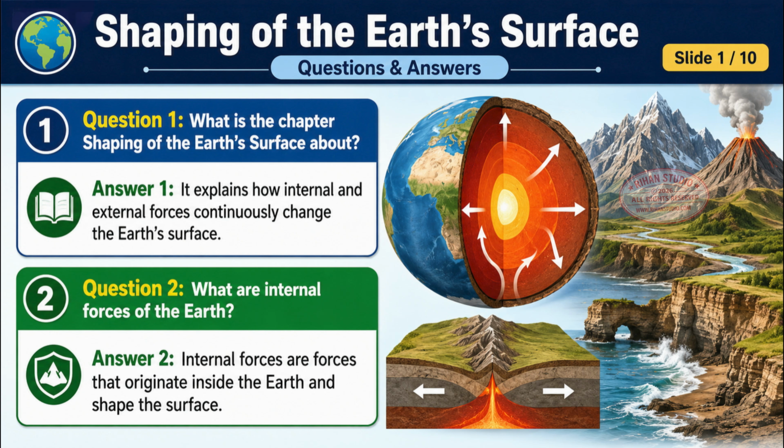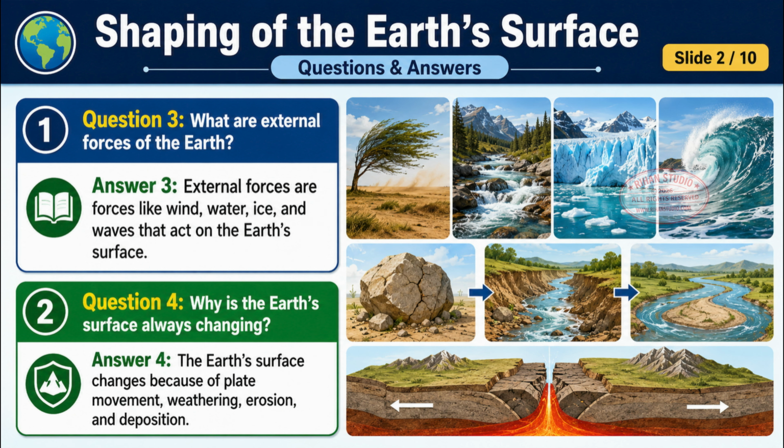Question 1. What is the chapter Shaping of the Earth's Surface about? Answer 1. It explains how internal and external forces continuously change the Earth's surface. Question 2. What are internal forces of the Earth? Answer 2. Internal forces are forces that originate inside the Earth and shape the surface.